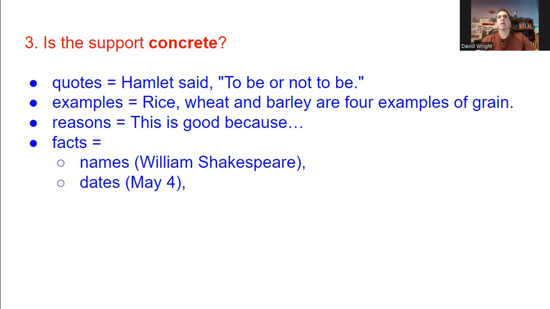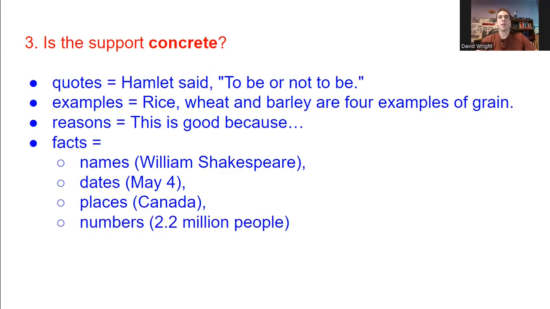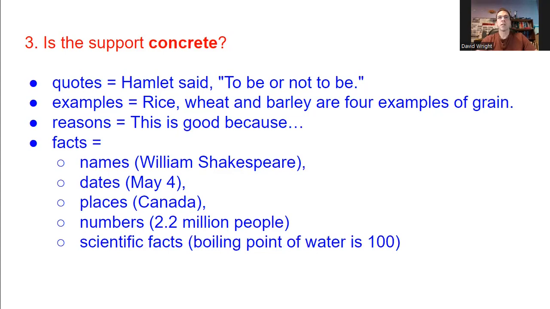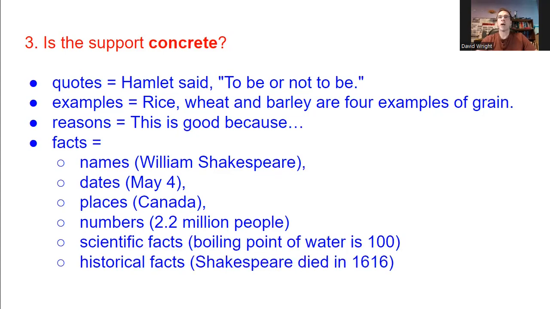Dates like May the 4th. May the 4th be with you. Or places, but specific places like Canada. Or numbers like 2.2 million people. That's a very specific number. Scientific facts like the boiling point of water is 100 degrees. And historical facts like Shakespeare died in 1616. All of these are examples of concrete support, and they make your paragraph stronger.